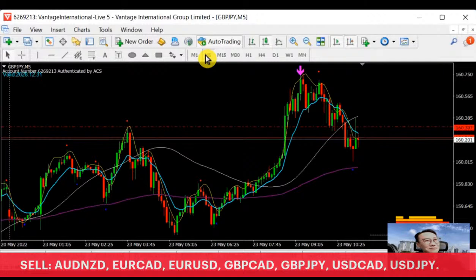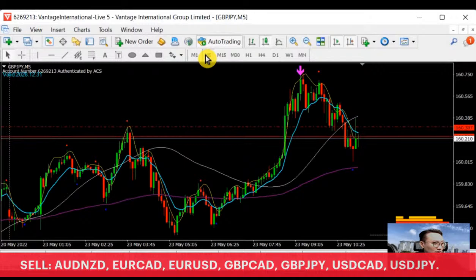Okay, so M5 is the time frame. I want to see whether I have the strength. If I have the strength, this is something that I want to take note of. Okay, and right now.